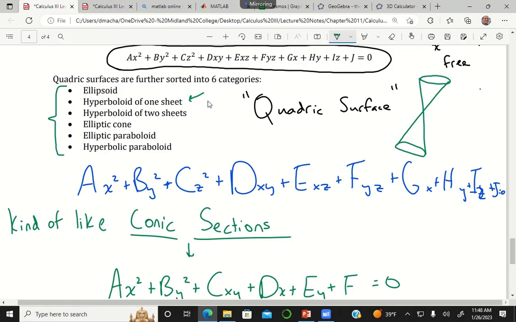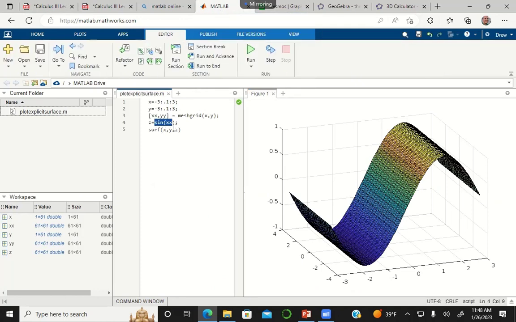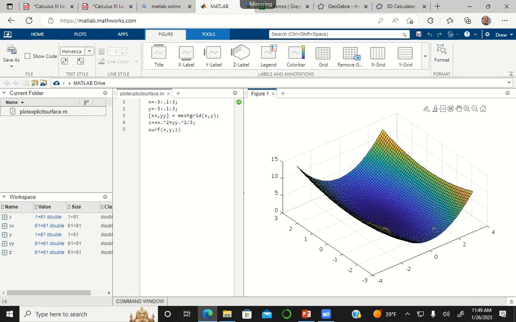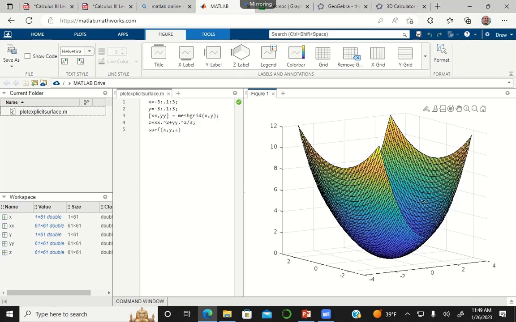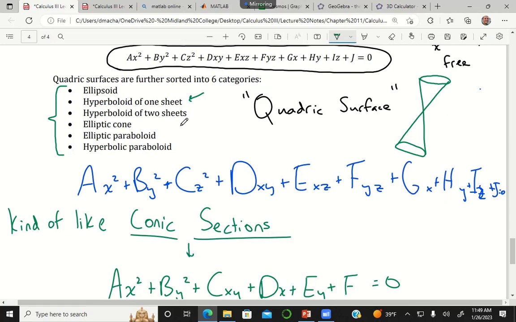An elliptic paraboloid, I can graph in MATLAB really quick. I can just make x squared plus y squared, and then I'll just divide y squared by 3, right? Just to show you that if I take any sort of level set of this paraboloid, it would be an ellipse. Okay, but the other traces would make parabolas, hence elliptic paraboloid.